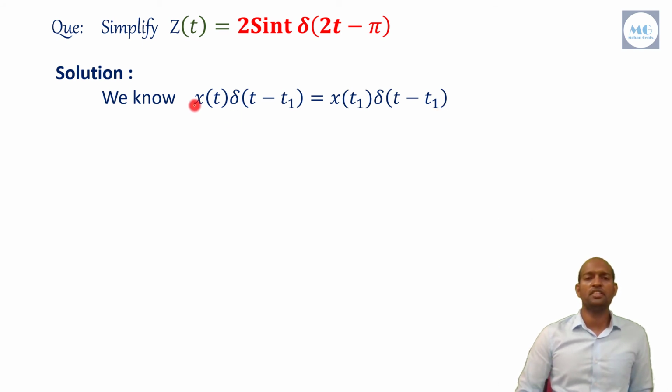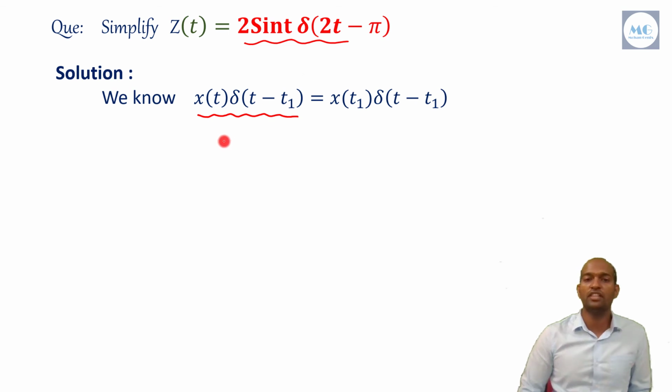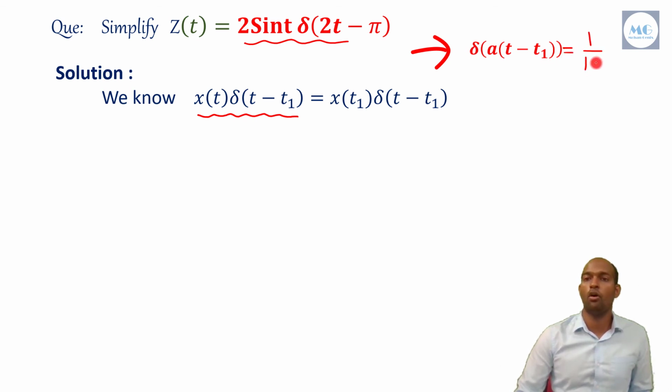Now we have to compare this equation with that equation. But here one difference is there. Here we have δ(t-t1), but in our question it is δ(2t-π). So in place of t here it is 2t. So we have to apply the fifth property, which we have already learned in our previous lecture. What was that? If δ(at-t1) is there, then it will become 1/|a| δ(t-t1). So we have to apply this property first here.